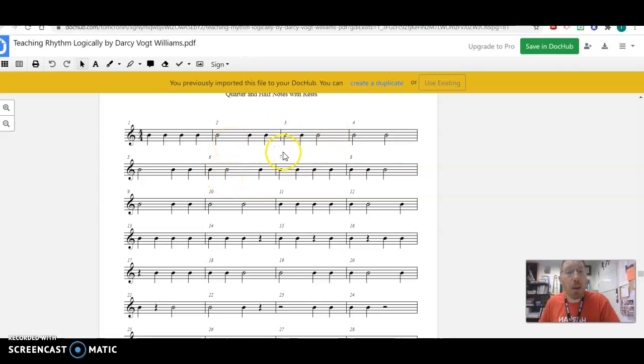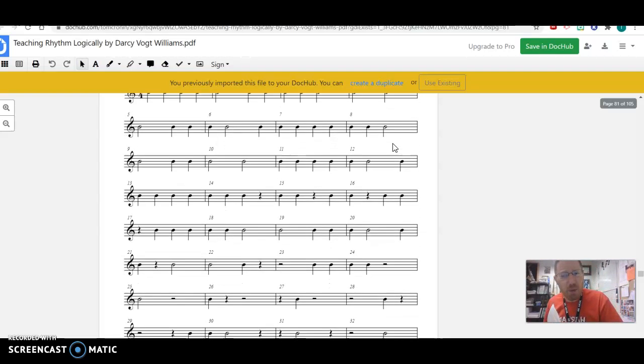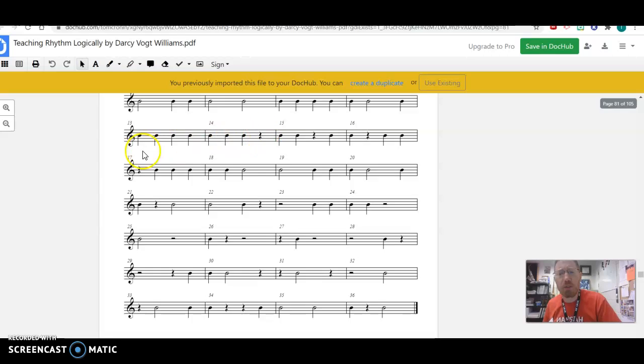In measure 3, big 1, big 2, big 3, little 4, big 1, little 2, big 3, little 4. And you can see that completed for you here. But that line didn't have any rests. Let's go to a line that has some rests in it. Measure 21, which is the sixth line down.